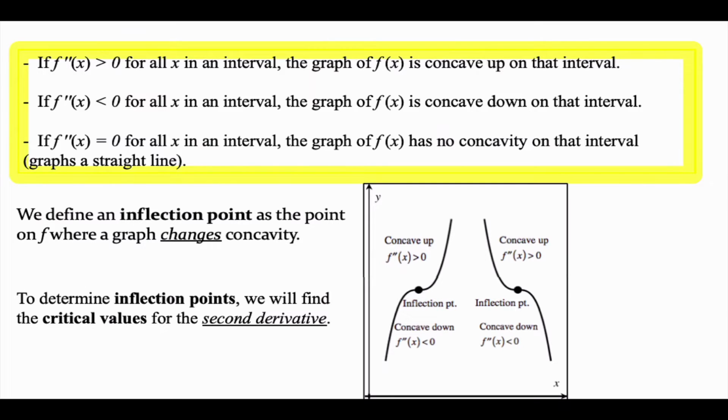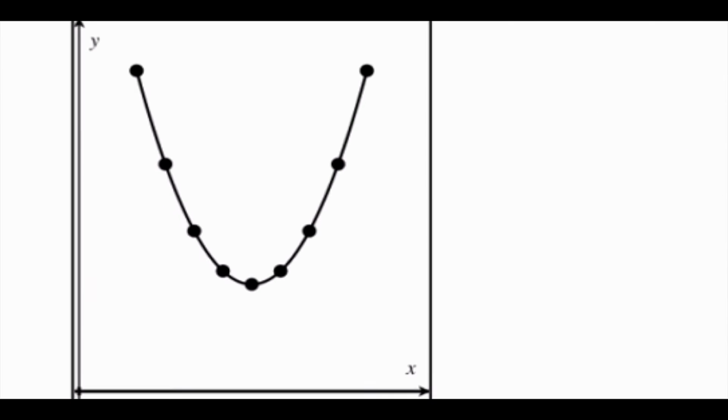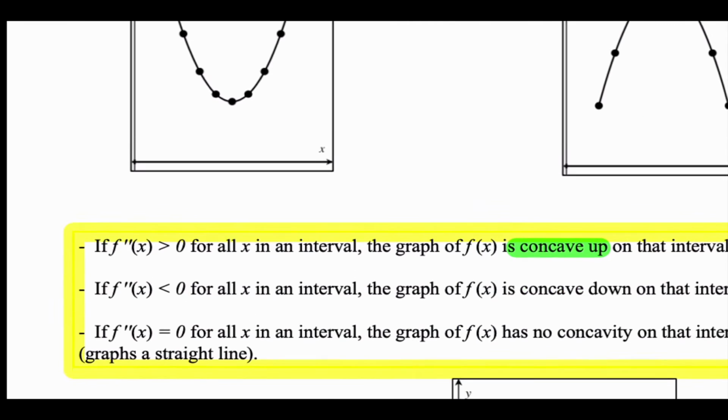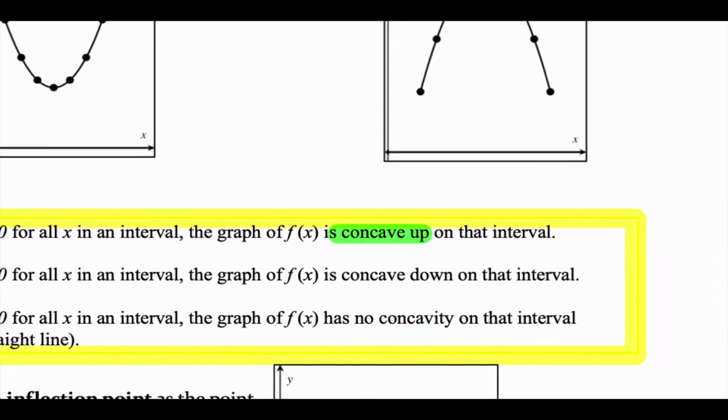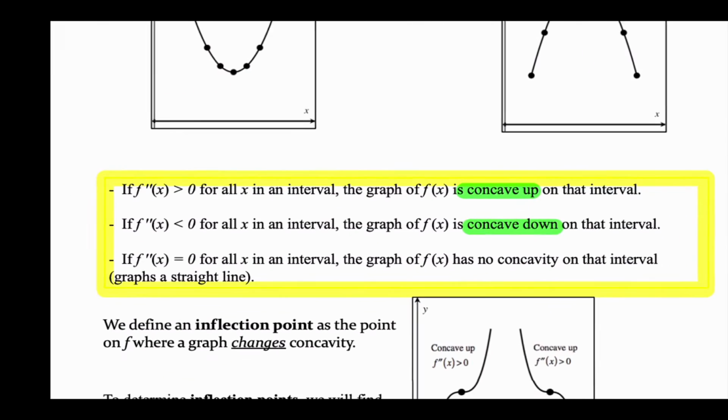Okay? If the second derivative is positive, what does that tell you? Well, that tells me it's going to be concave up. So if the second derivative is positive, it's going to be concave up. If the second derivative is negative, it's going to be concave down.